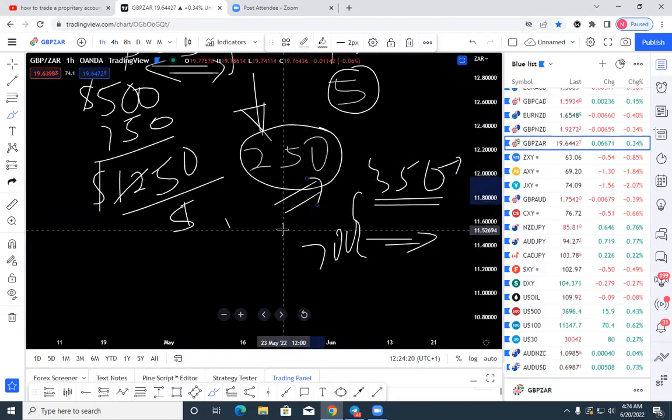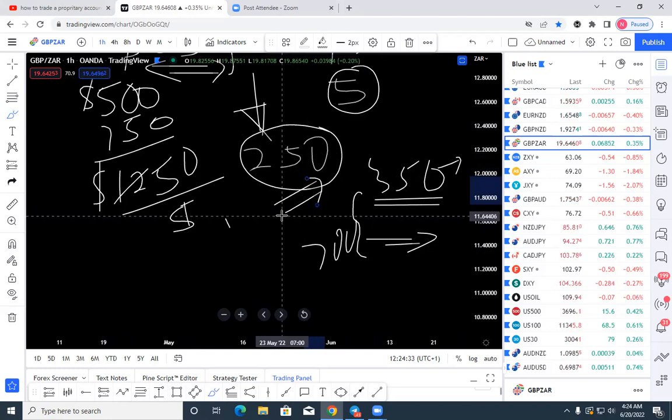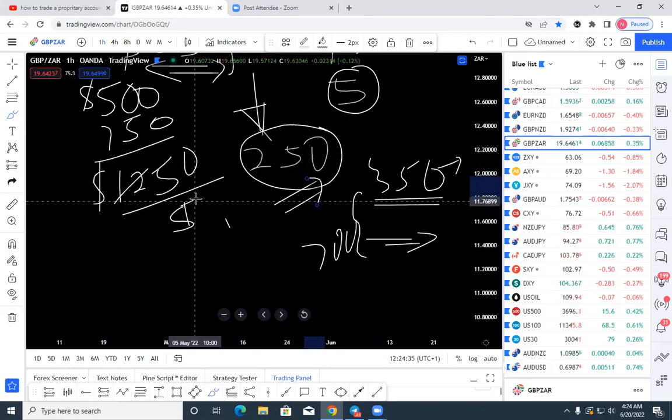Am I too quick? Am I too fast? Just try to understand me as I'm explaining this to you. It took me time to master this risk management strategy that I adopted to trade prop firm.